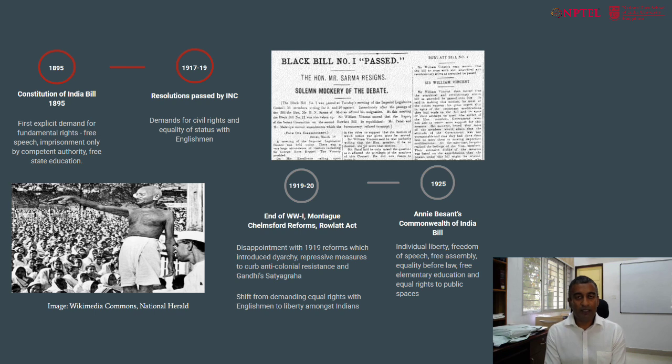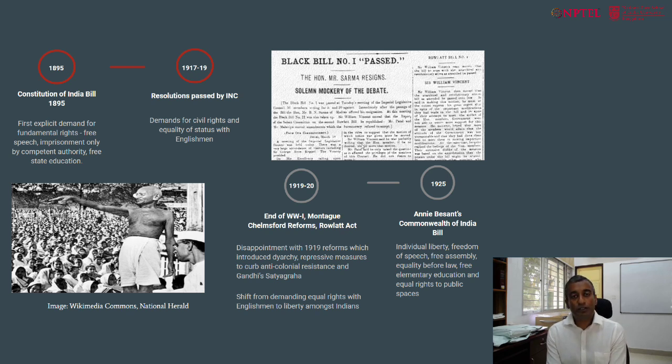What occurs in this period, especially after the Rowlatt Act, which was an egregious form of criminal law legislation, is a shift in the demand from equal rights between Indians and the English to a demand for fundamental civil and political rights for Indians or for all those who reside in India. The tenor of the demand has changed in that period, 1919-20.